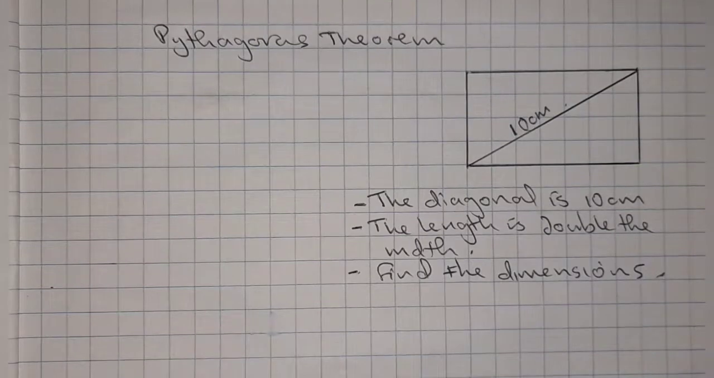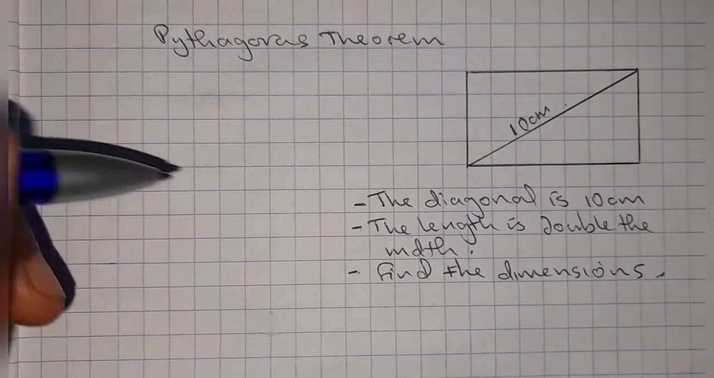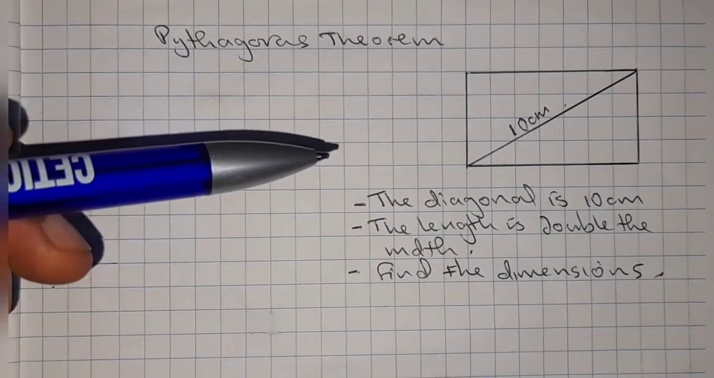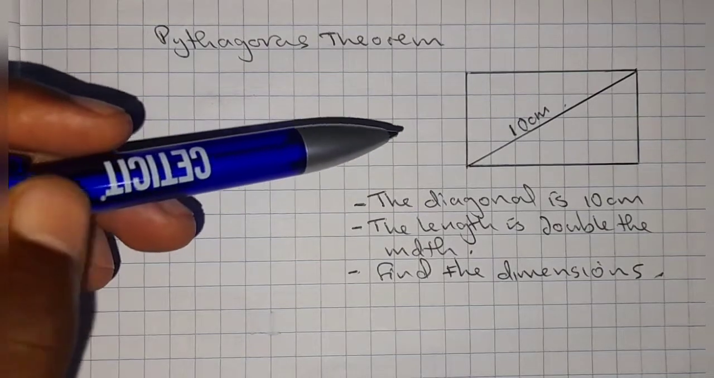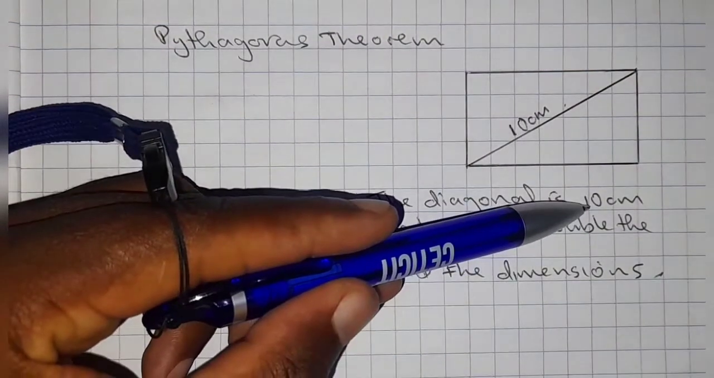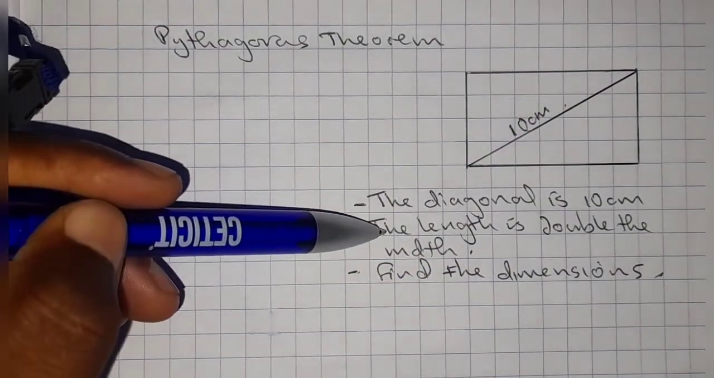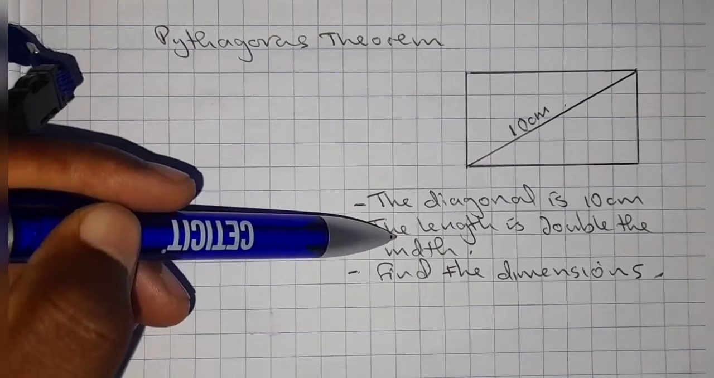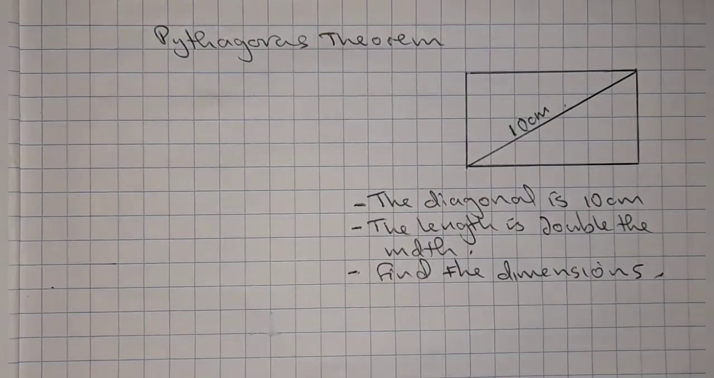Here, we are looking at Pythagoras theorem. We have a small problem that we have to solve. We are given a rectangle, and the rectangle has a diagonal which is measuring 10 centimeters, and we are also told that the length of this rectangle is double the width. So we have to find the dimensions of the rectangle.